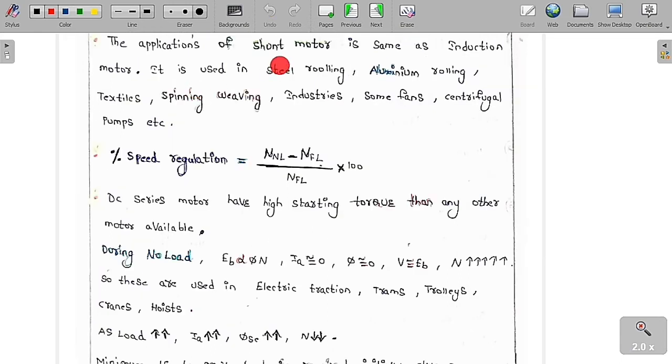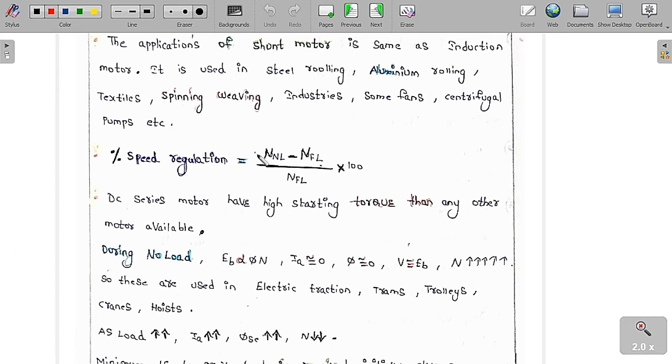The applications of the DC shunt motor are the same as the induction motor. It is used in steel rolling, aluminium rolling, textiles, spinning wheels, industries, some fans, and centrifugal pumps, etc. Because for a shunt motor, from no load to full load, its speed is almost constant. Even in the induction machine, from no load to full load, its speed NR, which is less than NS, is quite constant.